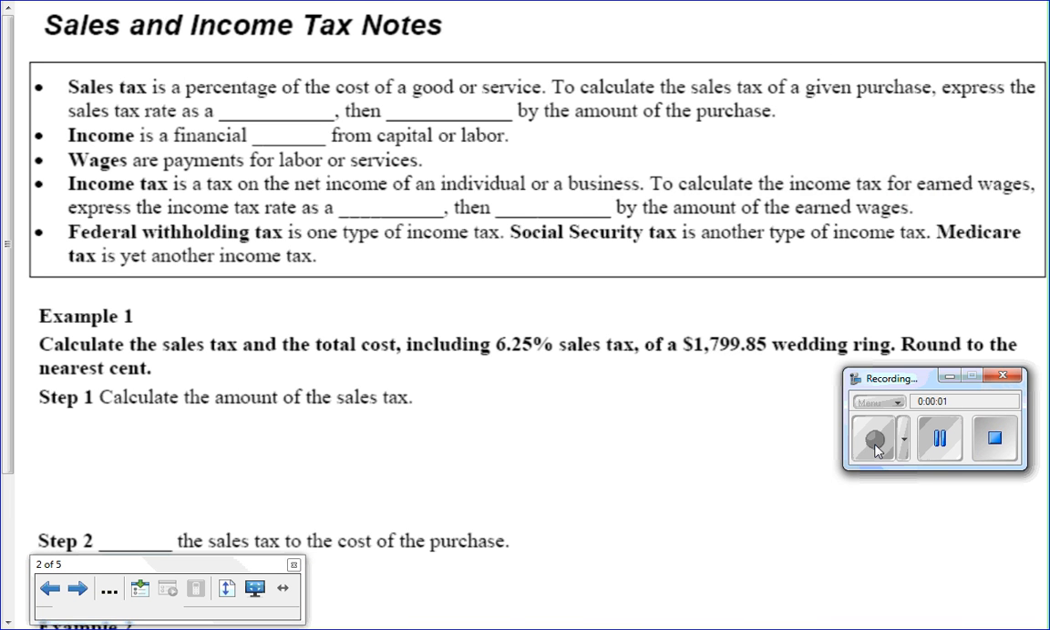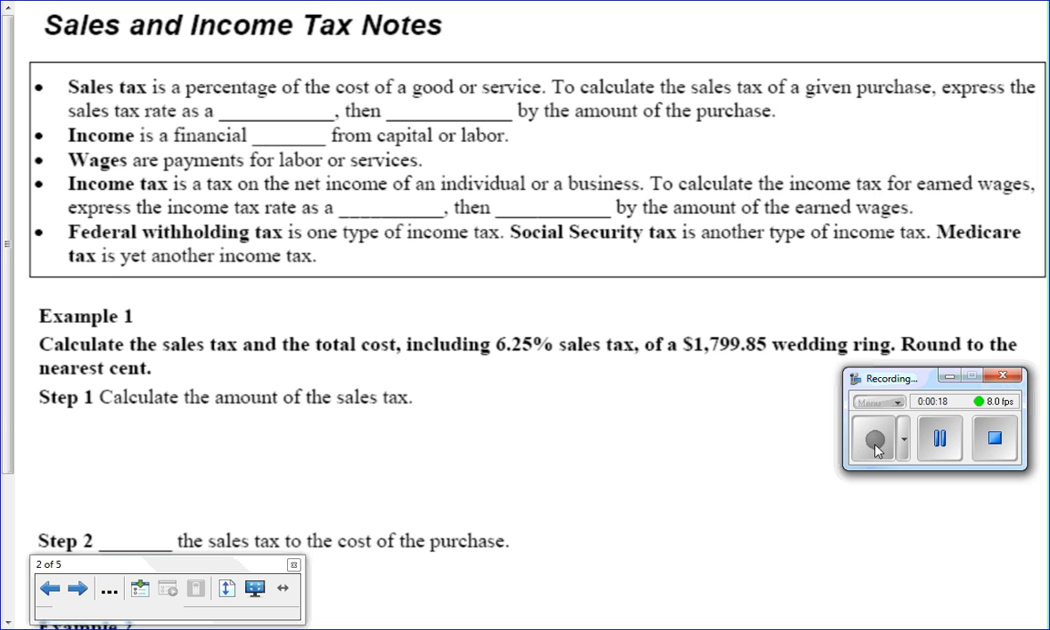Alright, we're gonna look at sales and income tax today. So in a few weeks, we have a Game of Life budget project where you're gonna get hired, have a salary, and you need to know income tax. So we have some vocabulary words.